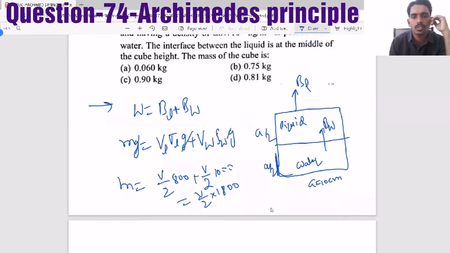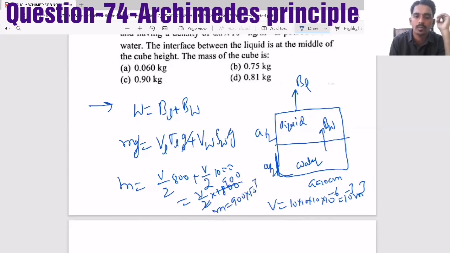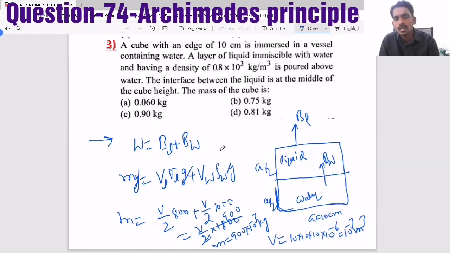Now volume means what? For the cube, V equals 10 into 10 into 10 centimeter cube, which is 10 power minus 3 meter cube. If you substitute, you will get the mass: 900 into 10 power minus 3 kg, or 900 gram, or 0.9 kg. So this way, when multiple liquids are there, you have to consider the buoyancy force due to each liquid. Each liquid will apply one buoyancy force.